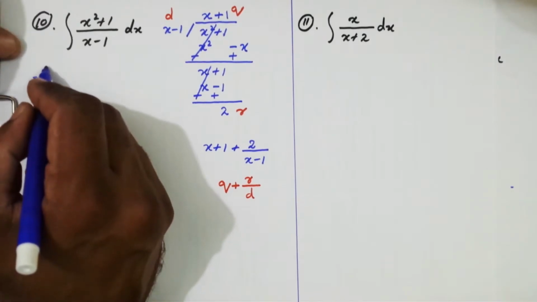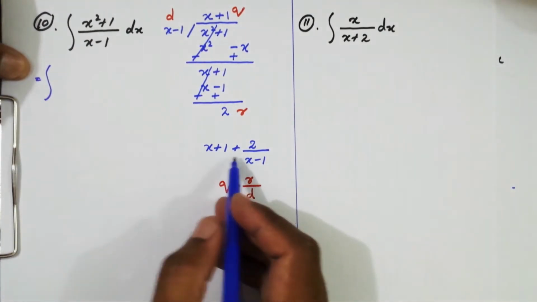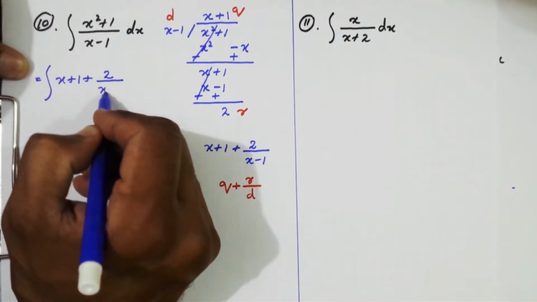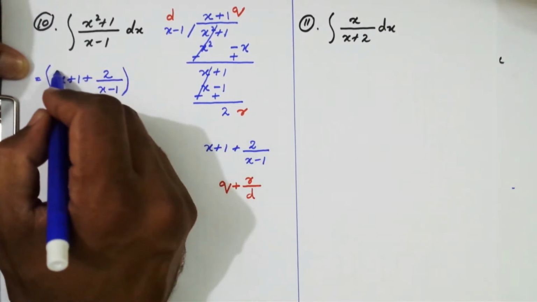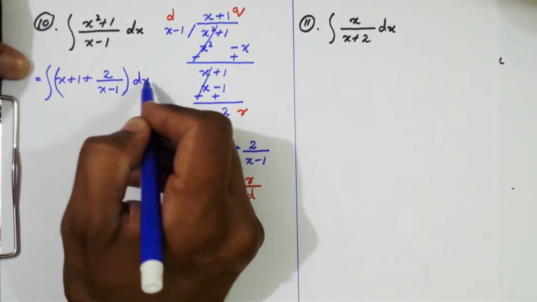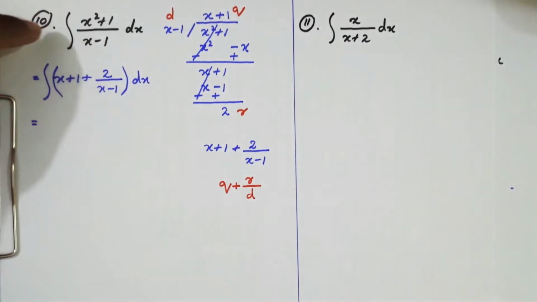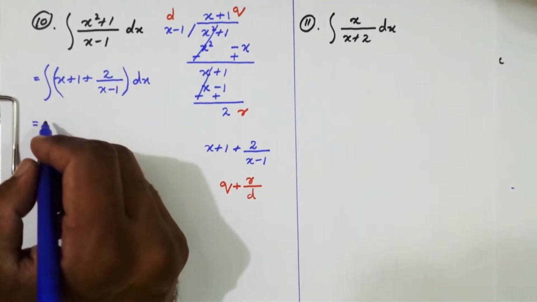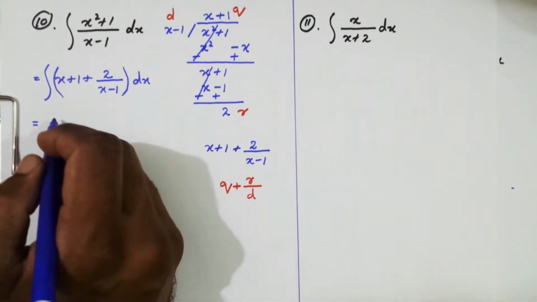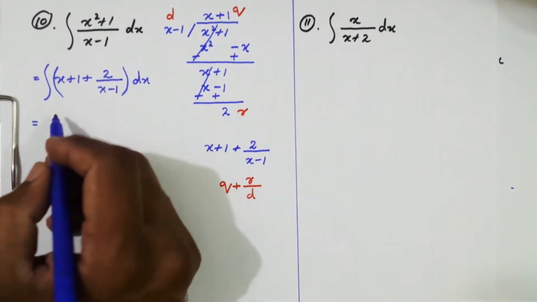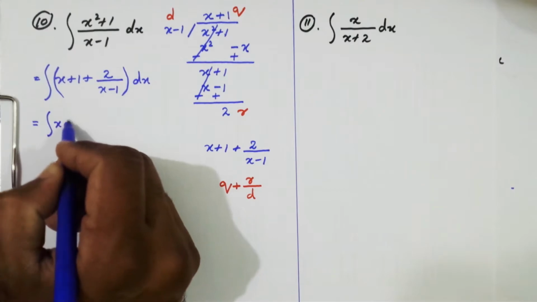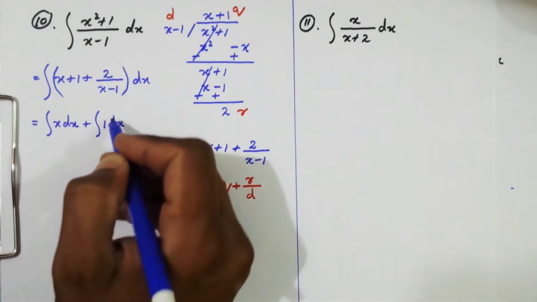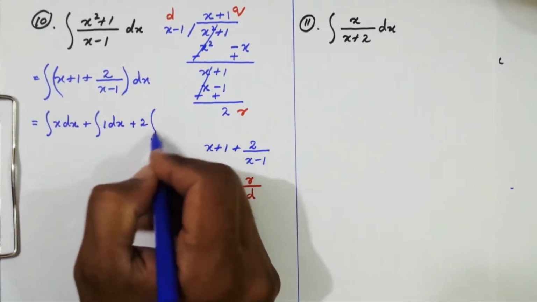Now here we are going to replace this question by these terms. Here you replaced this question by this term. Now here we are going to apply the rules of integration as we have used in previous questions. First we will apply the integral sign with each term separately and take out the constant value from the integral sign.